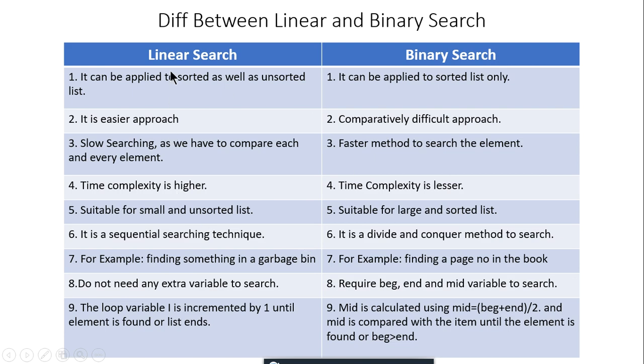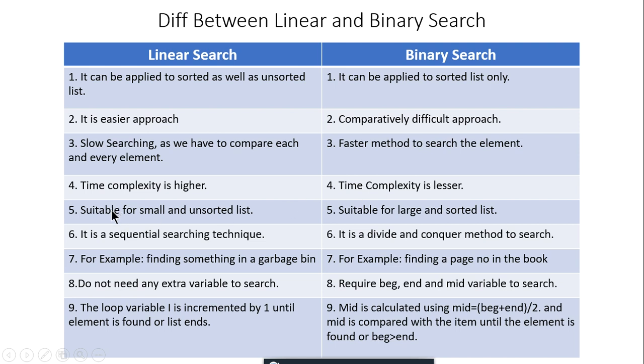To search an element in an array using linear search, there is no condition whether the array is sorted or not, but binary search can only be applied to a sorted list. Linear search is easy to implement and understand, whereas binary search is comparatively difficult. In linear search every element is compared, so it is a slow searching technique, whereas binary search is a faster method. Linear search takes more time to find the element, so its time complexity is higher, whereas in binary search time complexity is lesser.